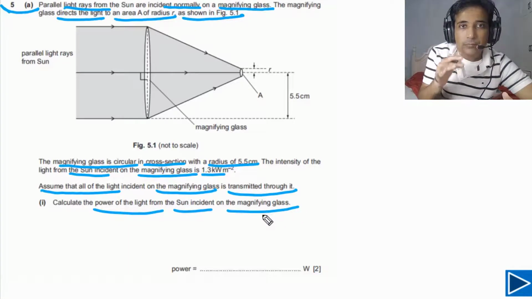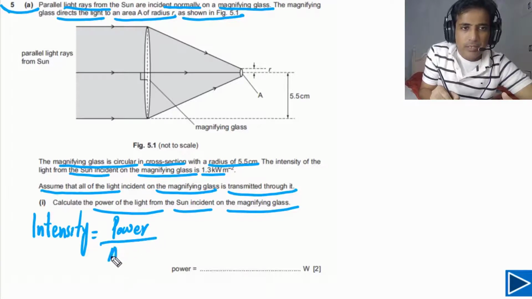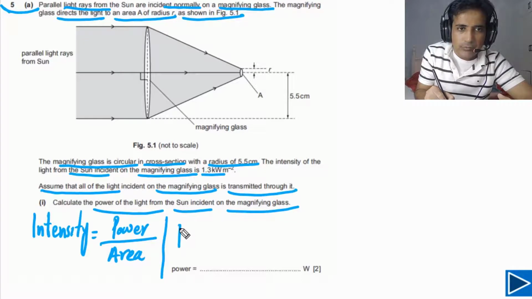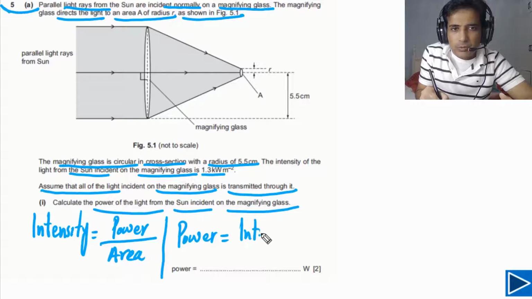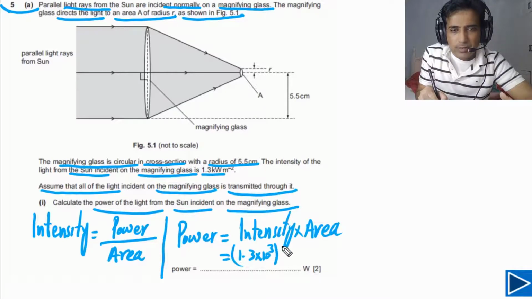Power of the light from the sun. So in this case, we need to understand intensity of light. Intensity is equal to power over area. But for this question, we need to calculate power. So simply we can rearrange this one. We can simply say power will be equal to intensity times area. Intensity is given to us. The value of intensity is 1.3 kilowatts. So we have to multiply this one with 1000.